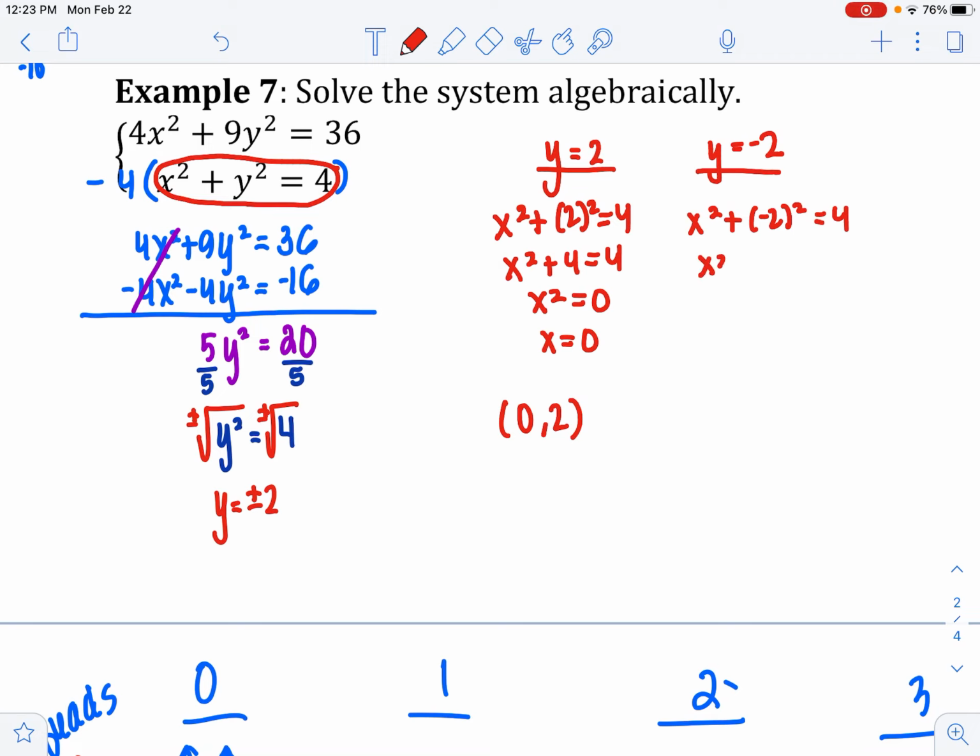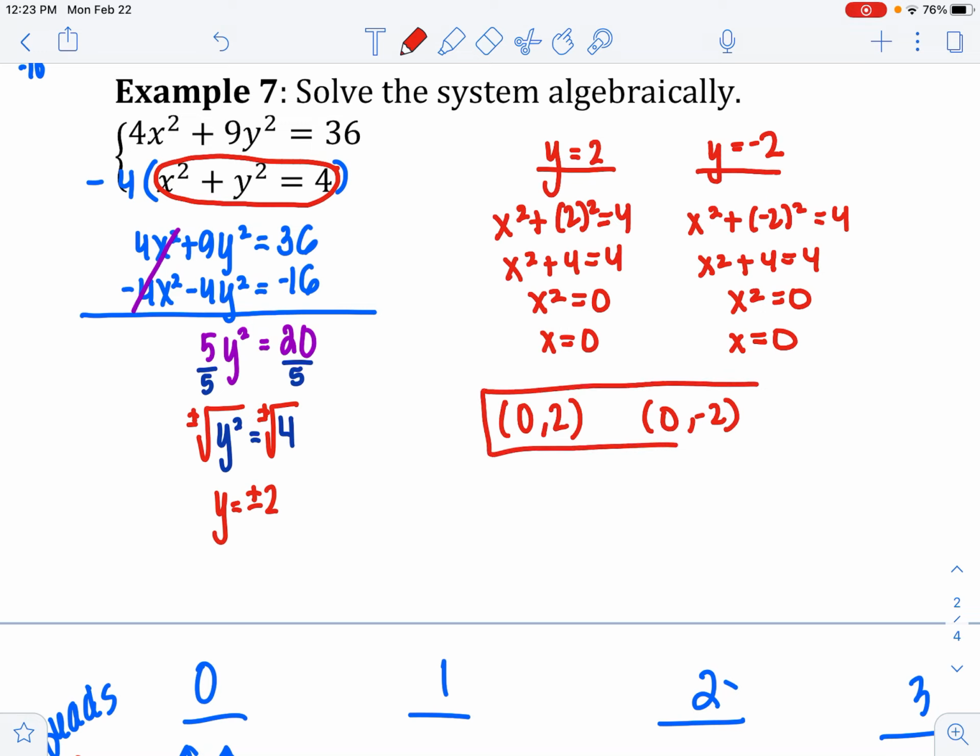So 0, 2 is one solution. And I'm going to plug in negative 2. X squared plus negative 2 squared equals 4. X squared plus 4 equals 4. And notice you're going to get the same thing. X squared equals 0, x equals 0. So you get 0, negative 2. And there are your two solutions.